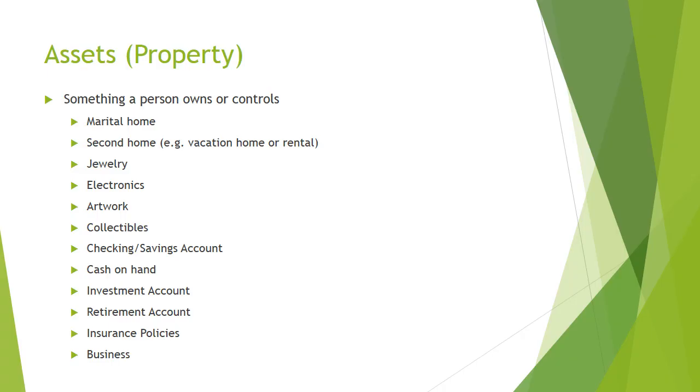Next, let's look at assets, also known as property. Something a person owns or controls. It's a simple word: if you own and control or benefit from its use in some way, it's an asset. It may be something which directly generates revenue for the family, like a second home that is rented out to others, or a retirement fund, or it may be something which supports the family operations, such as the marital home and cars, that sort of thing.